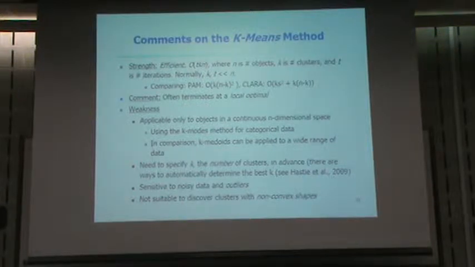So, weakness. K-means is used for n-dimensional space, continuous data. But we can apply a little change for categorical data by assigning the value, where we can use the mode. What is the mode?